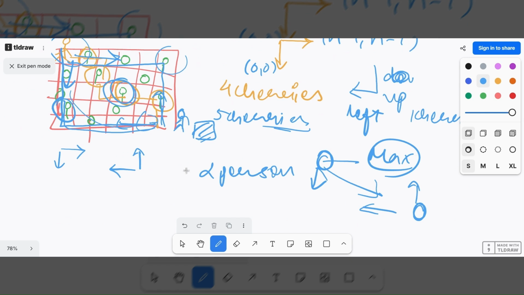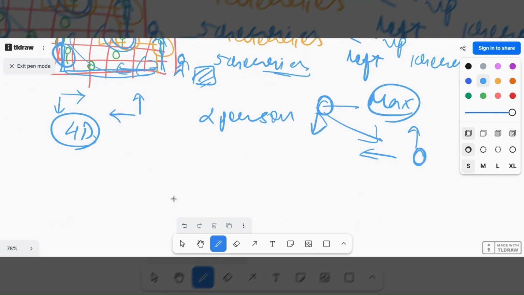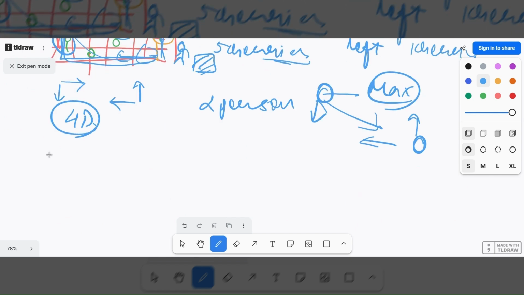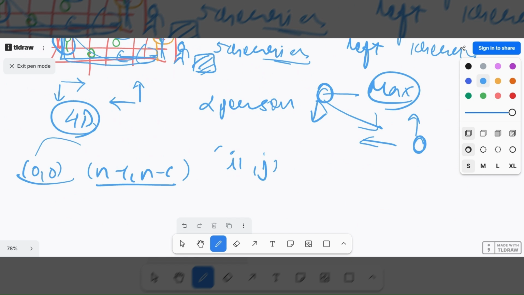So now why 4D DP comes here in the picture? Because we have to take the coordinates of both the first person and the second person. So it should be 0 0 and n minus 1, n minus 1. Both the persons are starting at different locations and they'll move to different locations. So we have I1, J1 as coordinates of the first person and I2, J2 as coordinates of the second person, and all the rest of the conditions which we learned in DP remain the same.